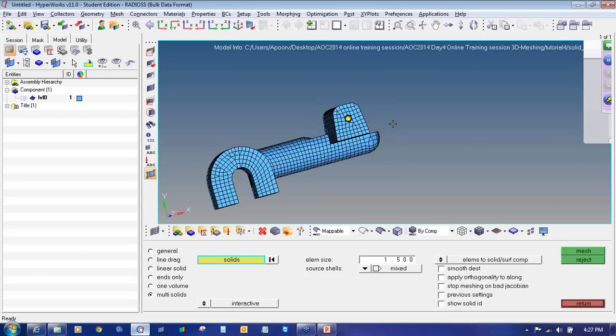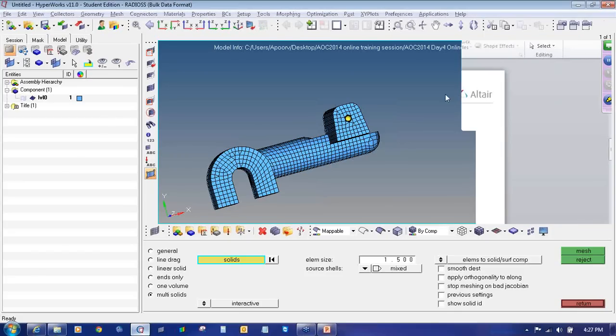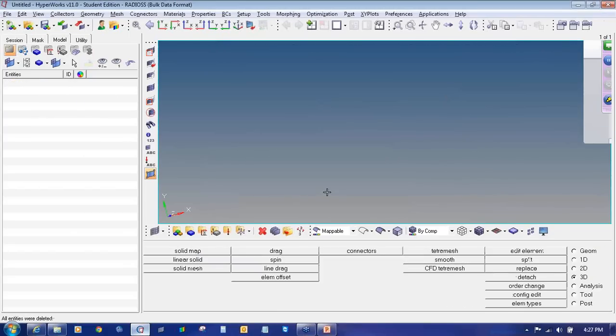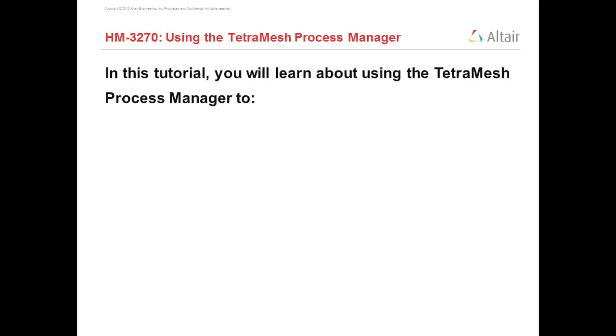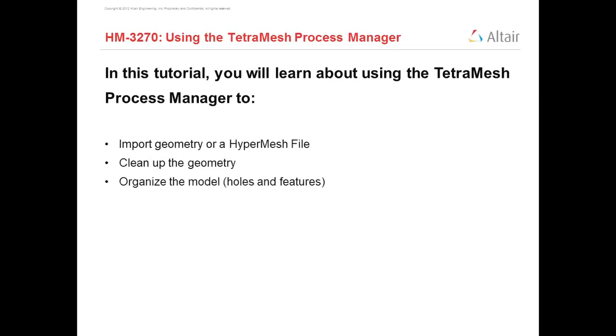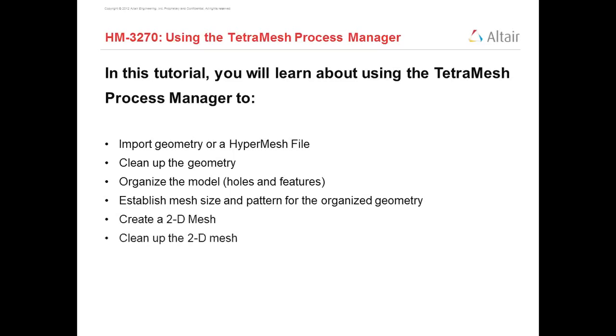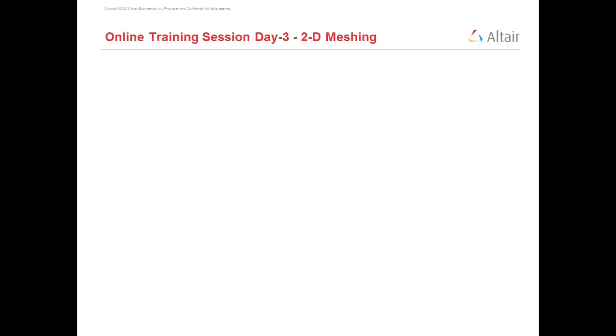Now lastly we will see, so in this way we have ended with this tutorial. I will click yes, new, and lastly we will see using the TetraMesh process manager. So in this tutorial we will learn about using the TetraMesh process manager to import the geometry or HyperMesh file, clean up the geometry, organize the model, holes and features, establish a mesh size and pattern for the organized geometry, create a 2D mesh, clean up the 2D mesh, and create a 3D TetraMesh.